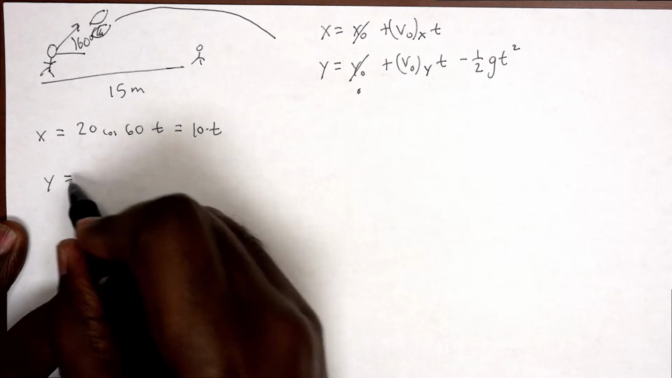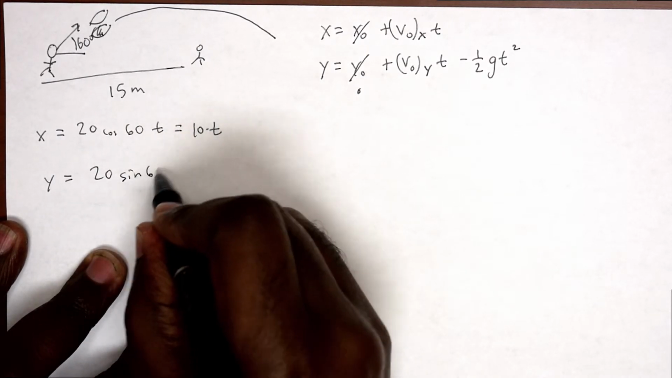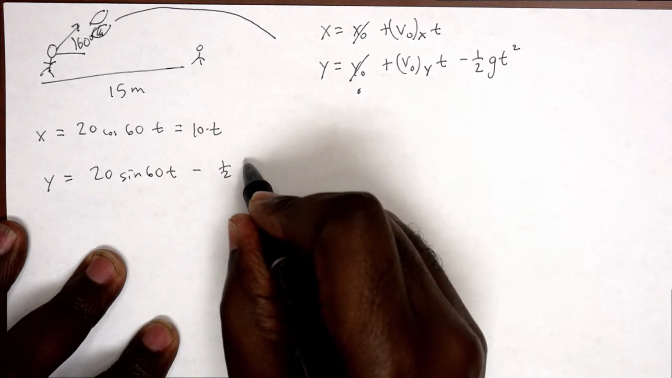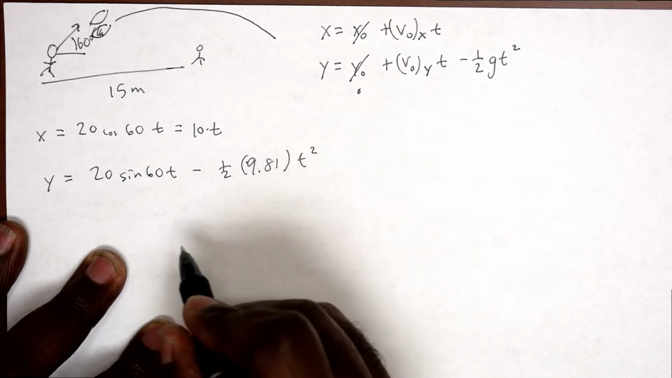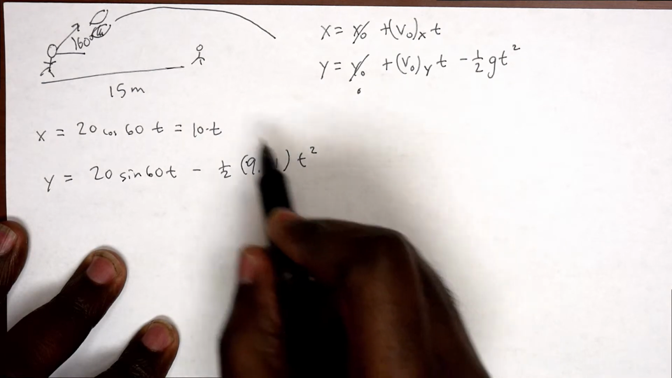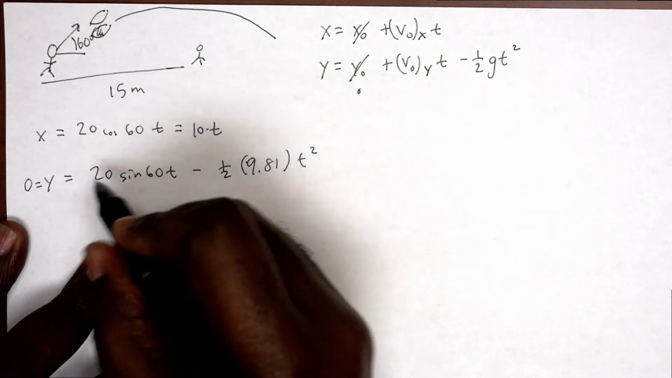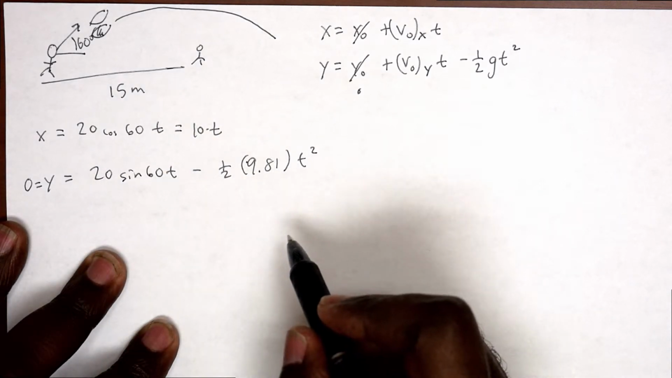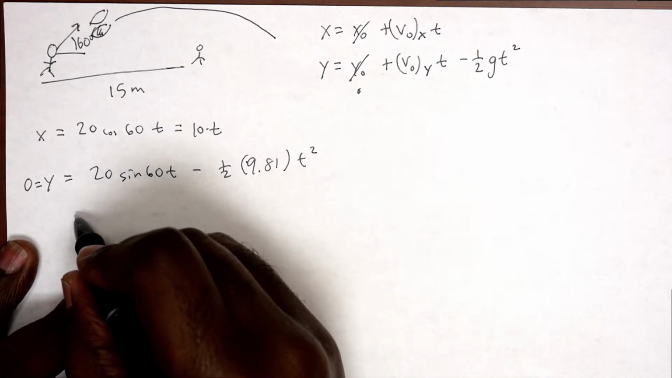Okay. Similarly, we can do the same thing for y, and we can establish that y is equal to 20 sine of 60 degrees times t minus 1/2 times 9.81 times t squared. And what we know is we're looking for the point where the ball reaches back to the origin with respect to y, so we'll set all this equal to 0. So y is 0 in that instance. And so what we have here is a quadratic equation in t.